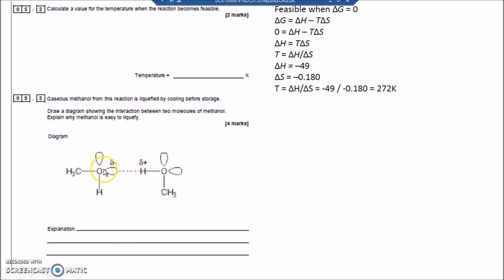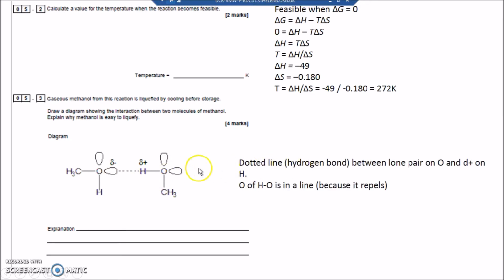The lone pairs of electrons on the oxygen attract the hydrogen, and the lone pairs of electrons on the other oxygen are pushed the other way. So there's a dotted line to show an intermolecular hydrogen bond between the lone pair of electrons on the oxygen and a hydrogen of another molecule, and you line them up in this way with the hydrogen in the middle. So oxygen, hydrogen, oxygen, because the lone pairs of electrons on the oxygen repel the lone pairs of electrons on the other oxygen as far as they can go in a linear sort of fashion.